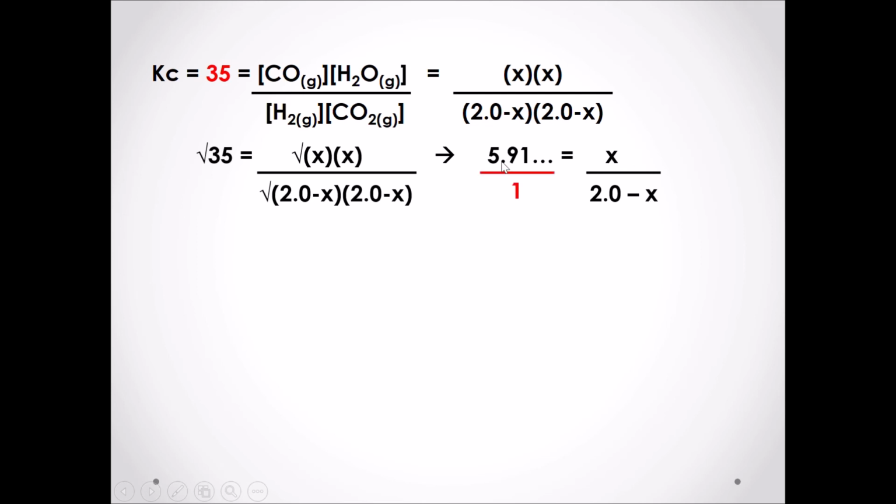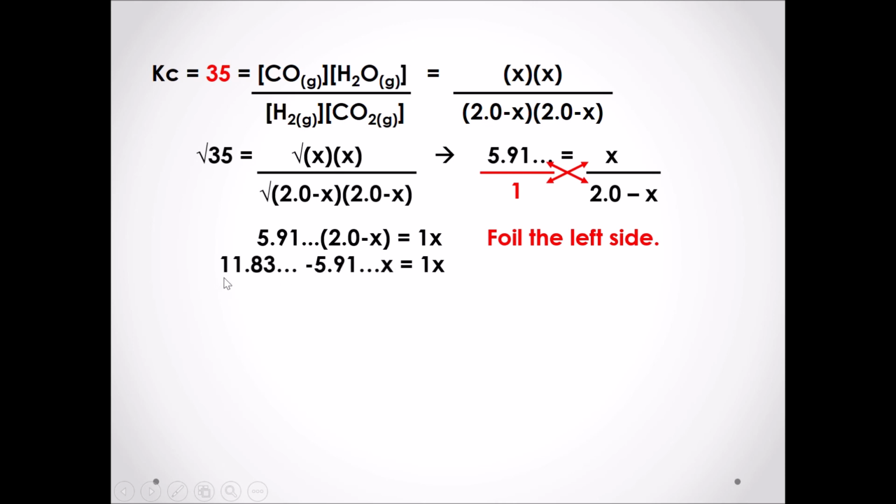We can assume that the 5.91 is over 1 and cross multiply, which leaves us with 5.91 times 2.0 minus x, which is equal to 1x. We then have to FOIL the left side of the equation, which means we will times 5.91 first by 2.0, then by minus x. That leaves us with 11.83 minus 5.91x, which is still equal to 1x.